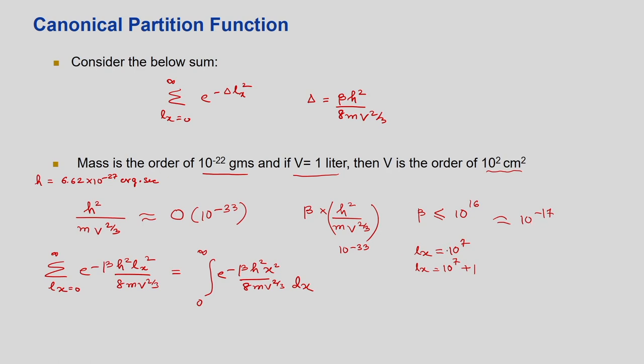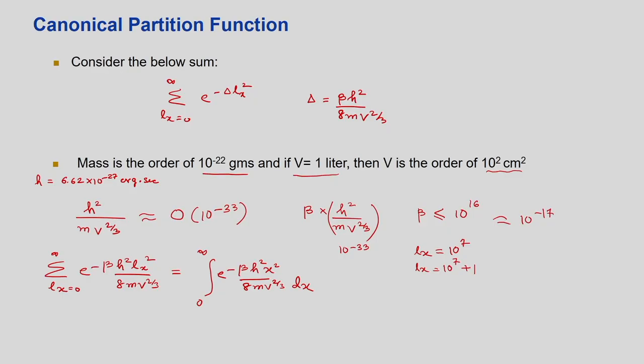So with the order of the exponential term being this, if you change the variable from Lx of 10 to the power of 7 to Lx of 10 to the power of 7 plus 1, a successive value, then the summand does not change. The summand in fact changes by the order of 10 to the power of minus 7. So it means we are okay. We can replace the summand with an integral.